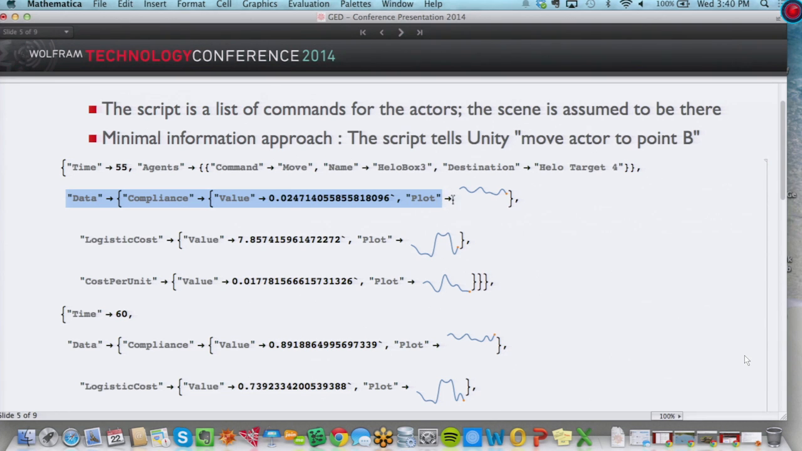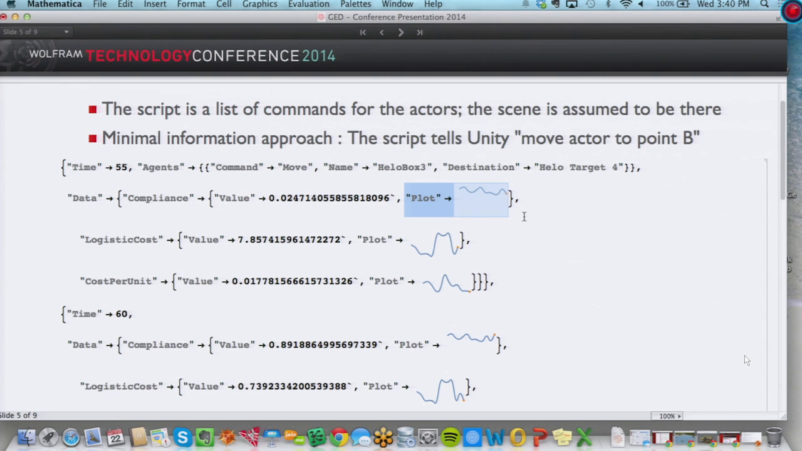And notice an interesting thing over here. I'm actually sending it a little piece of graphic, a little spark line, if you will, per trail. So we're also, in the commands, having Unity display a graph.